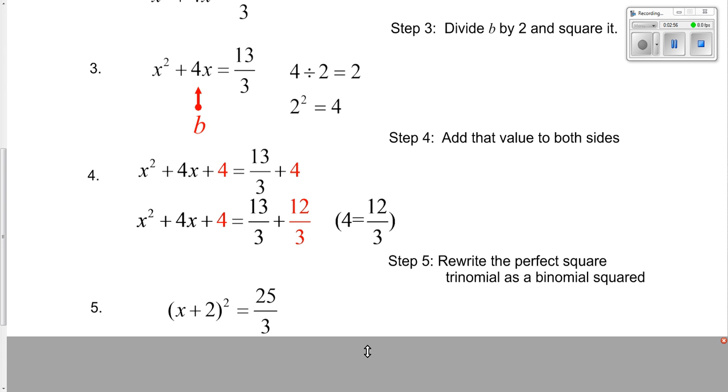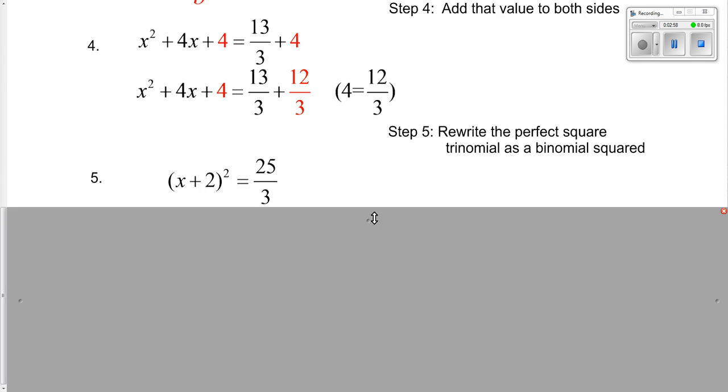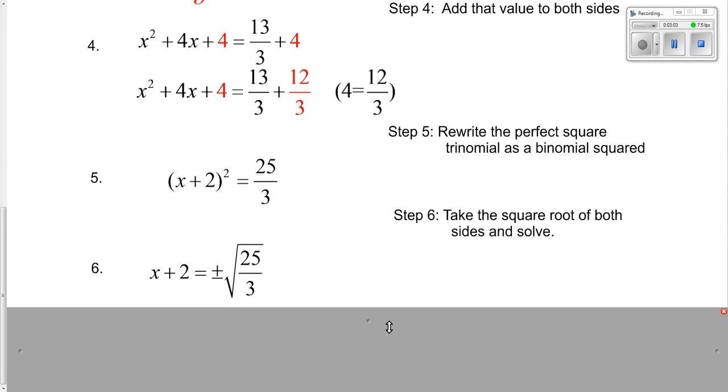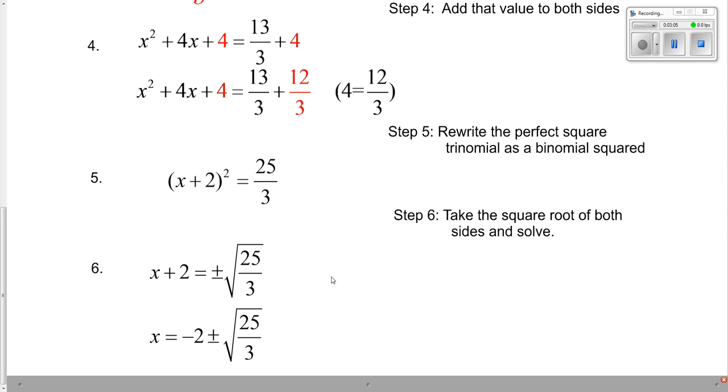And once we've done that, we're just about done, because now all we have to do is take the square root of both sides and solve. And that's what you get. The square root of x plus 2 squared is x plus 2. And the square root of 25 over 3 is plus or minus the square root of 25 over 3. So we subtract 2 from both sides, and we get x equals negative 2 plus or minus the square root of 25 over 3.